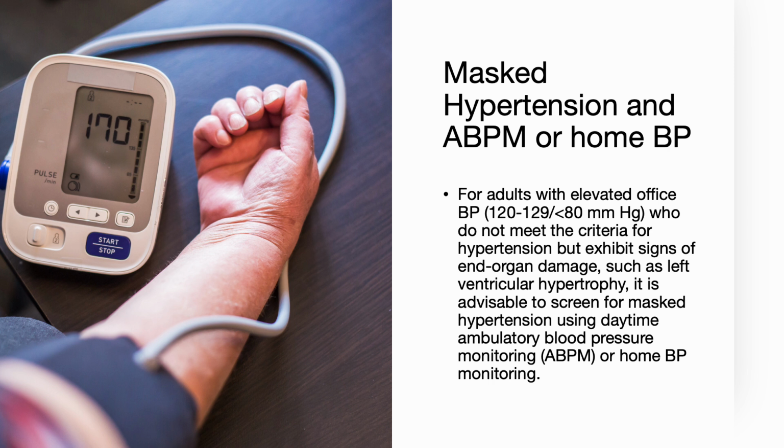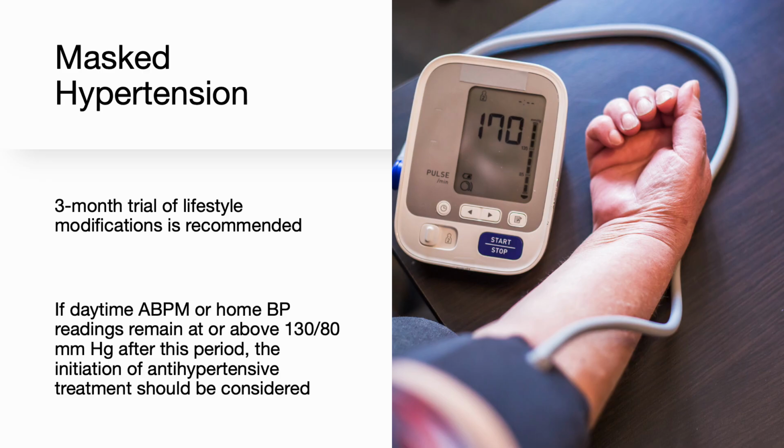For adults with elevated office blood pressure who do not meet the criteria for hypertension but exhibit signs of end organ damage such as left ventricular hypertrophy, it is recommended to screen for masked hypertension using daytime ambulatory blood pressure monitoring or home BP monitoring. In suspected cases, a 3-month trial of lifestyle modification is recommended. If the daytime ABPM or home BP readings remain at or above 130/80 after this period, the initiation of antihypertensive treatment should be considered in this patient.